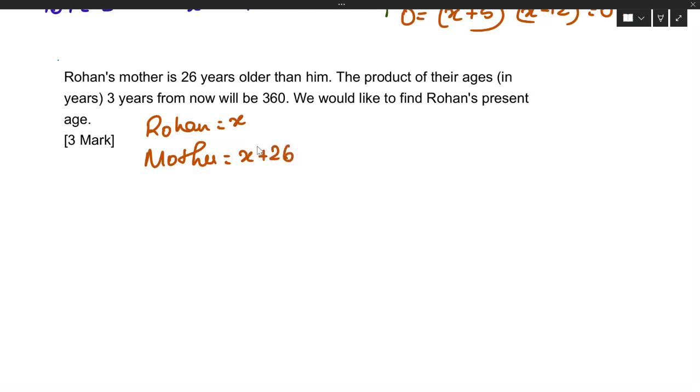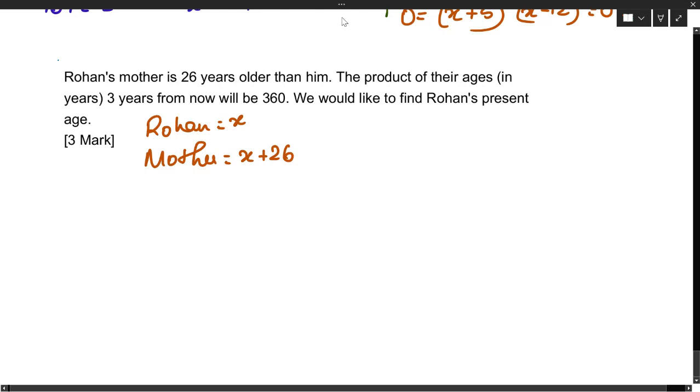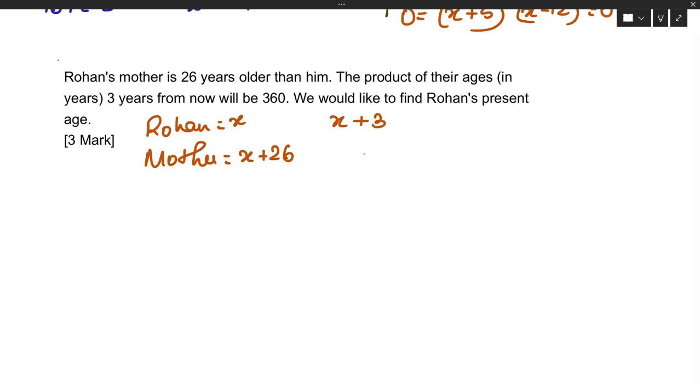The product of their ages in 3 years. In 3 years means, are they talking forward or backward? Forward. Okay, so in the next 3 years, Rohan's age will become X plus 3 and mother's age will become X plus 26 plus 3, which is X plus 29. Any doubt, any confusion?